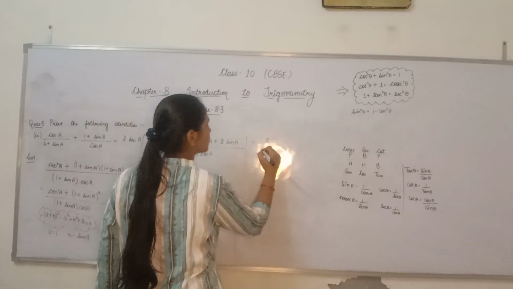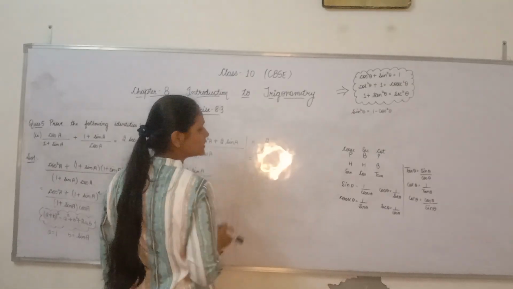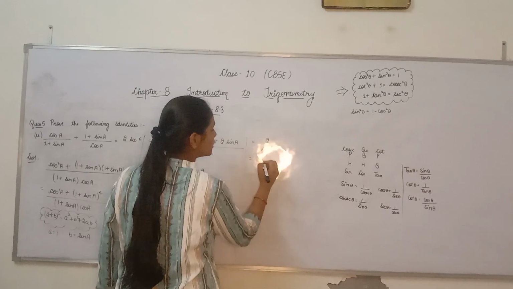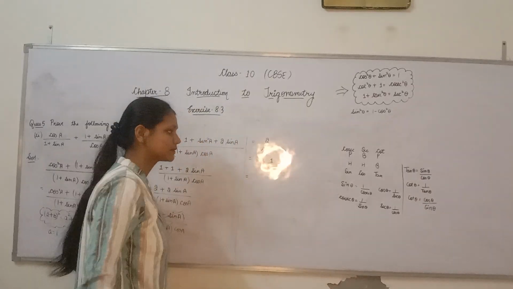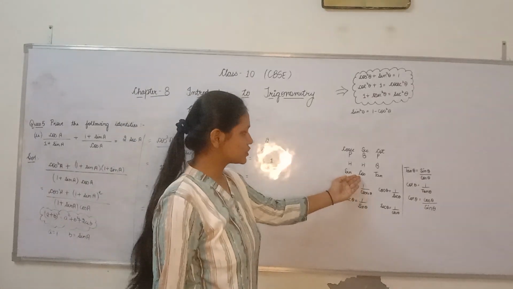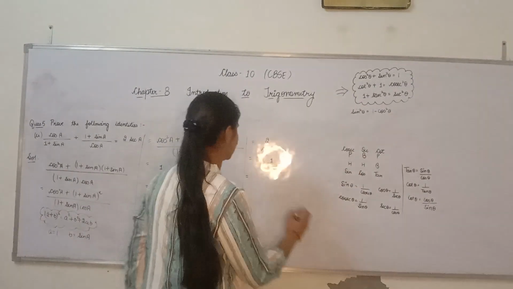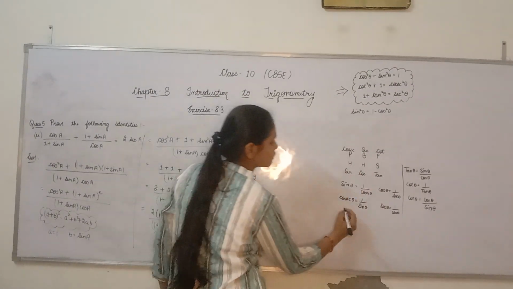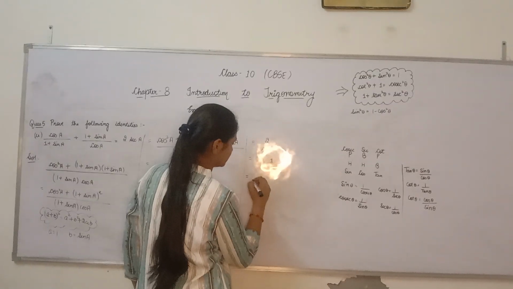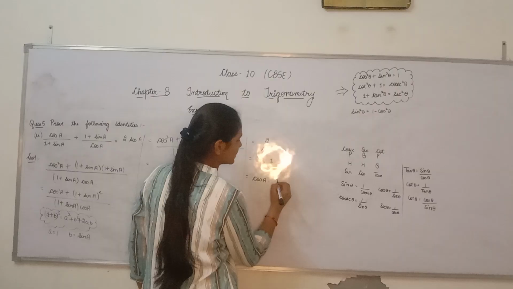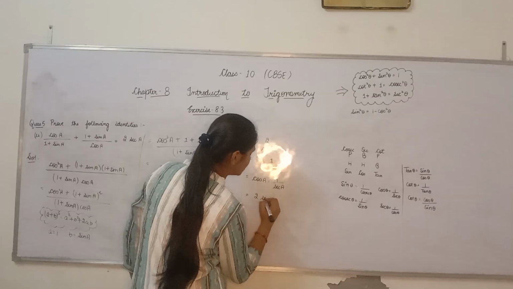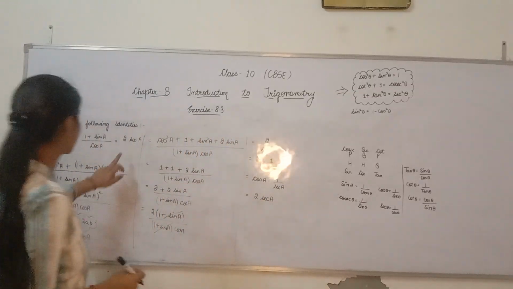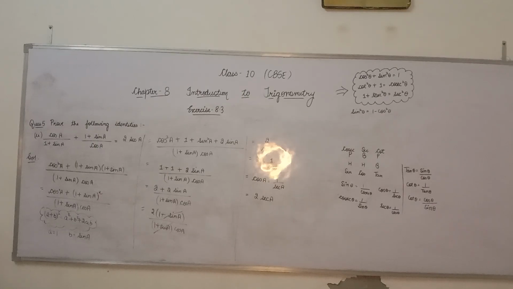Now I will write this equation as 2 multiplied by 1 upon cos A, and as I have already taught, 1 upon cos A should be written as secant A. So the equation becomes 2 secant A, which is equal to the right hand side of the equation. So left hand side is equal to right hand side.